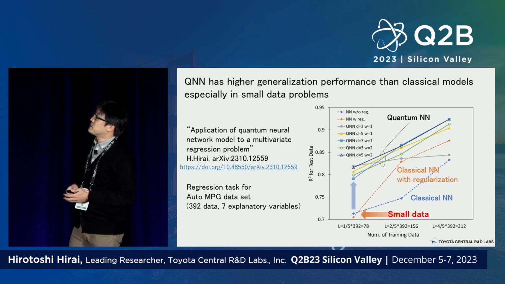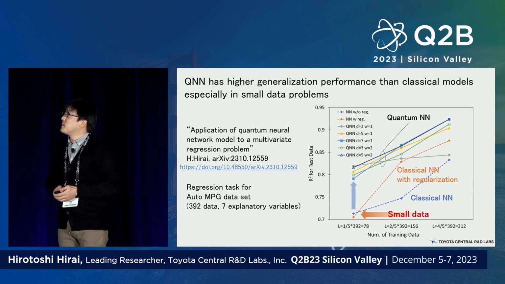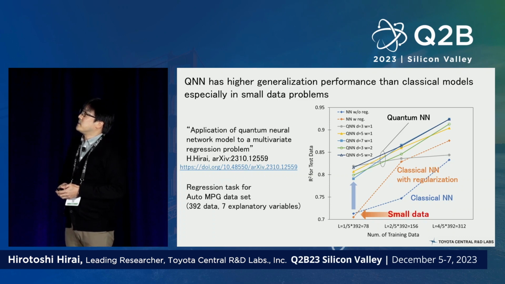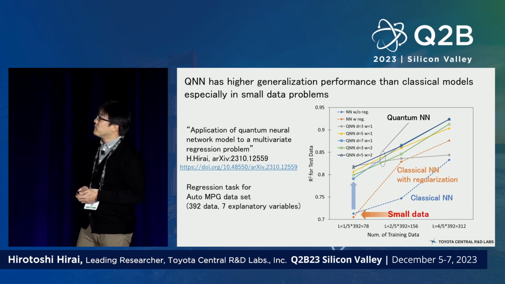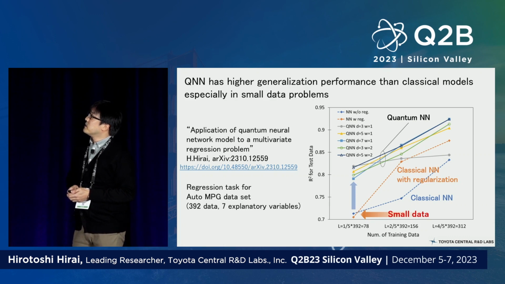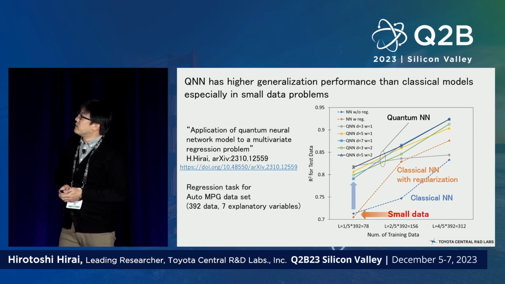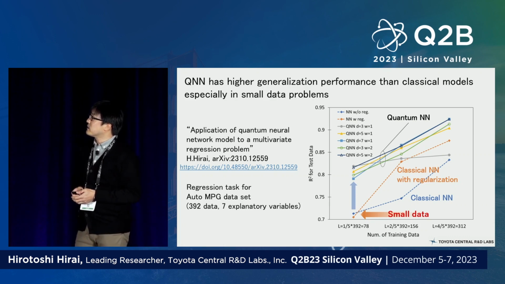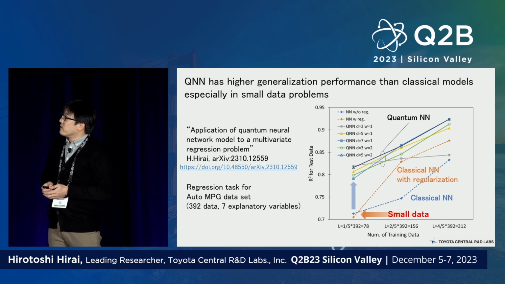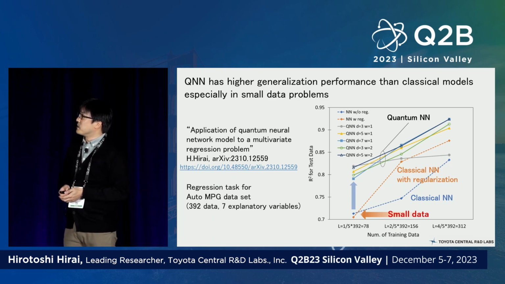This graph shows the R squared value for test data, which means the generalization performance for each model. This graph shows the quantum neural network model outperforms the classical neural network with and without regularization. This advantage is bigger in the smaller data problem.